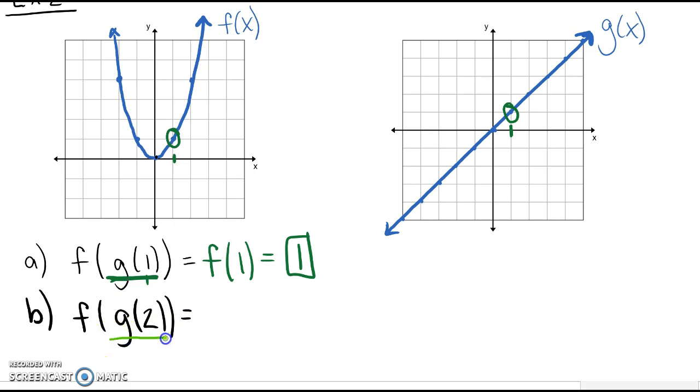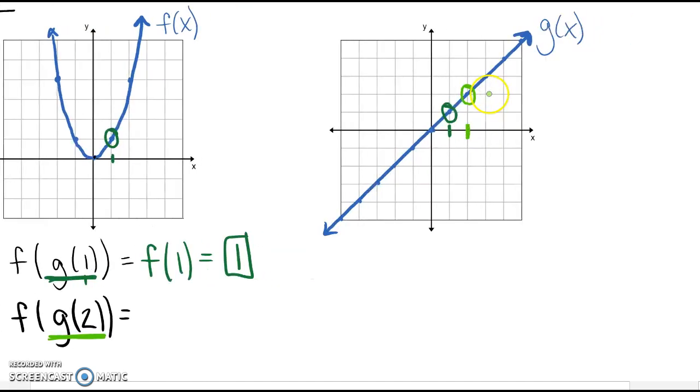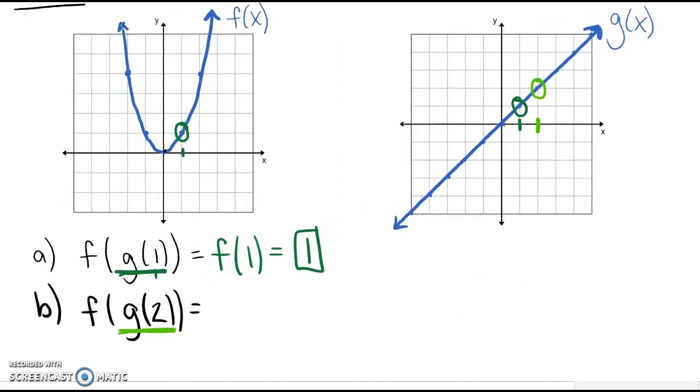So first, look at g of 2, which is right here. X is 2. So g of 2 actually ends up being positive 2. So I'm going to simplify this to be f of 2. Now I'm going to look at my f of x function. What is f of 2? So here's 2. F of 2 is going to be positive 4.